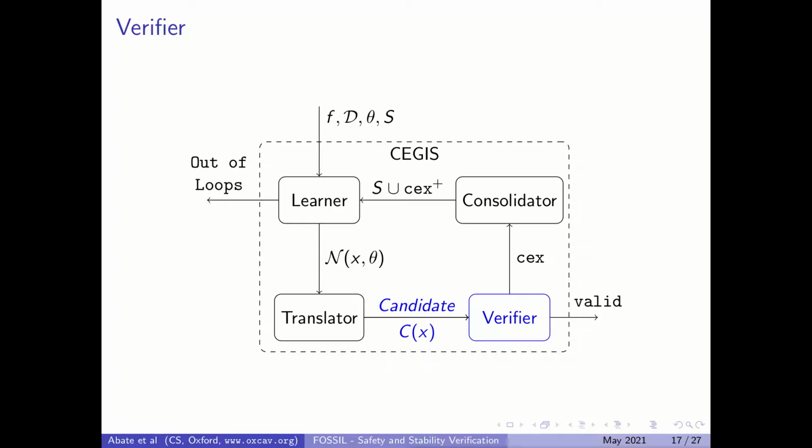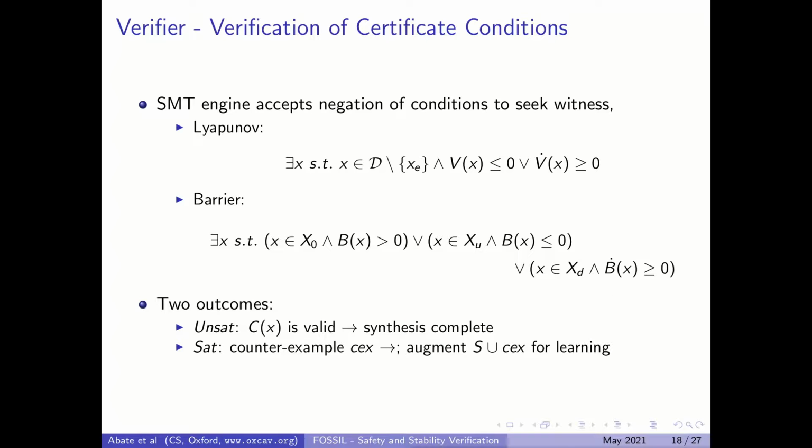So with this candidate solution, we can pass it to the verifier, which, as I mentioned, is going to be an SMT solver. So how do we actually perform this verification step? Well, the SMT solver accepts the negation of the certificate conditions and tries to find a witness to them. So, for instance, for the Lyapunov case, we ask the SMT solver to find if there exists such an x in our domain such that either the Lyapunov function is negative or its time derivative is positive. If it finds such an x, then that means we found a place where the Lyapunov conditions are invalidated. So our Lyapunov function is not a valid Lyapunov function.